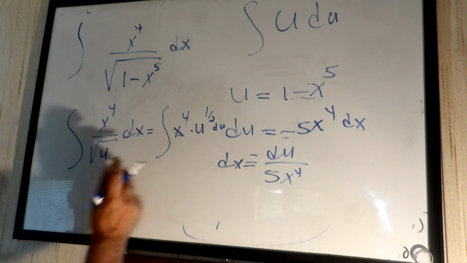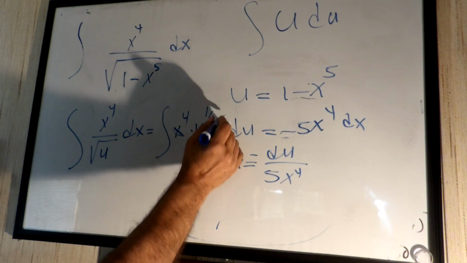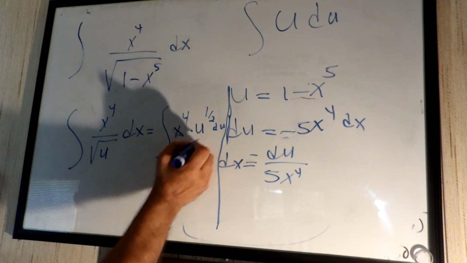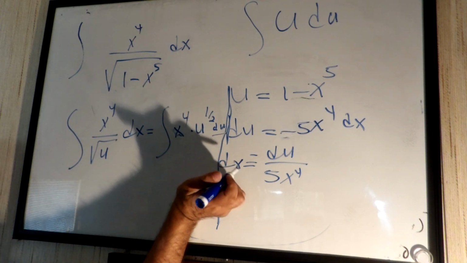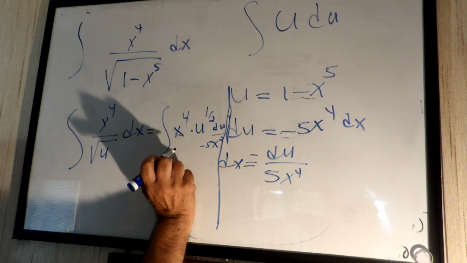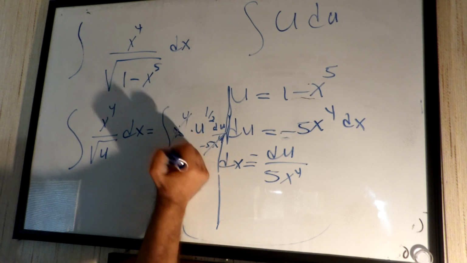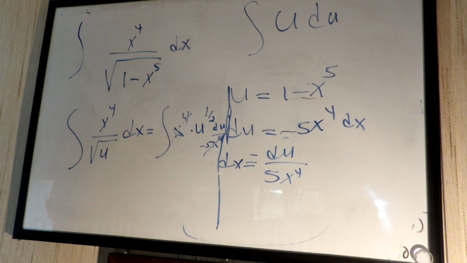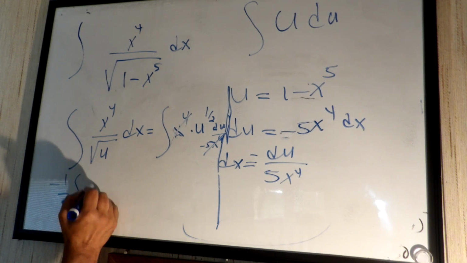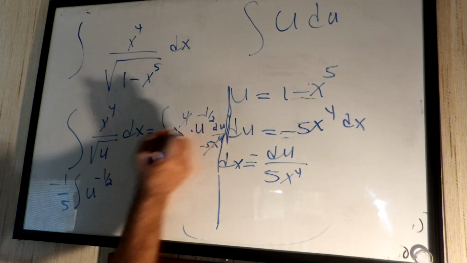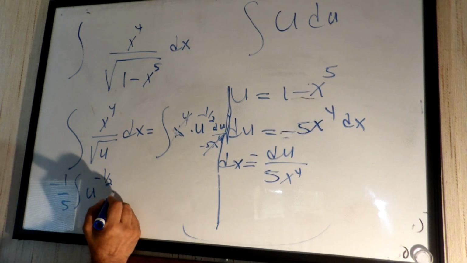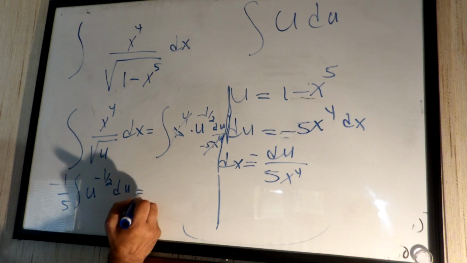So we substitute du here. So what is going to be du over minus 5x^4? The x^4 terms cancel out, and this is going to be minus 1 over 5 times u to the power of 1 over 2 du.